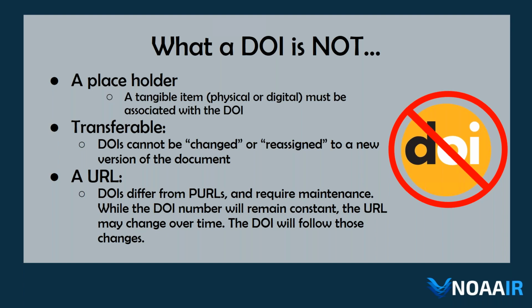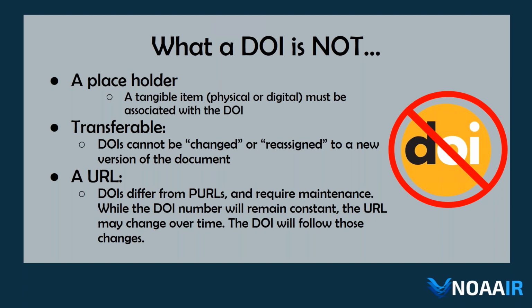DOIs are not transferable. A DOI cannot be changed. It cannot be reassigned to a different version of a document, and we'll cover that a little bit more later on. But you can't move a DOI from one version of your publication to the other, which is why we ask that you wait to ask for a DOI until you have the final version of the publication.